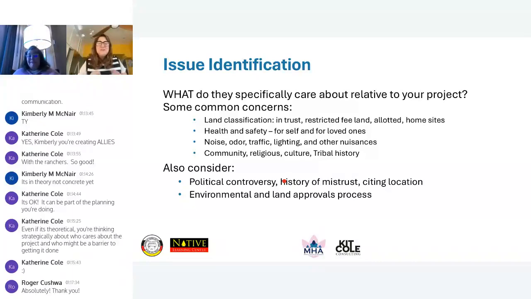But in terms of issue identification, think specifically about what folks care about relative to your projects. And I've worked on lots of trash projects, right? So noise, odor, traffic, trucks going through people's neighborhoods can be a big issue. Health and safety, community, religious, cultural, and tribal history concerns. And that came up in our conversation with John about Snoqualmie Falls. And also history of mistrust has come up. And I think Michelle and I see that in 99.9% of the projects that we work with.